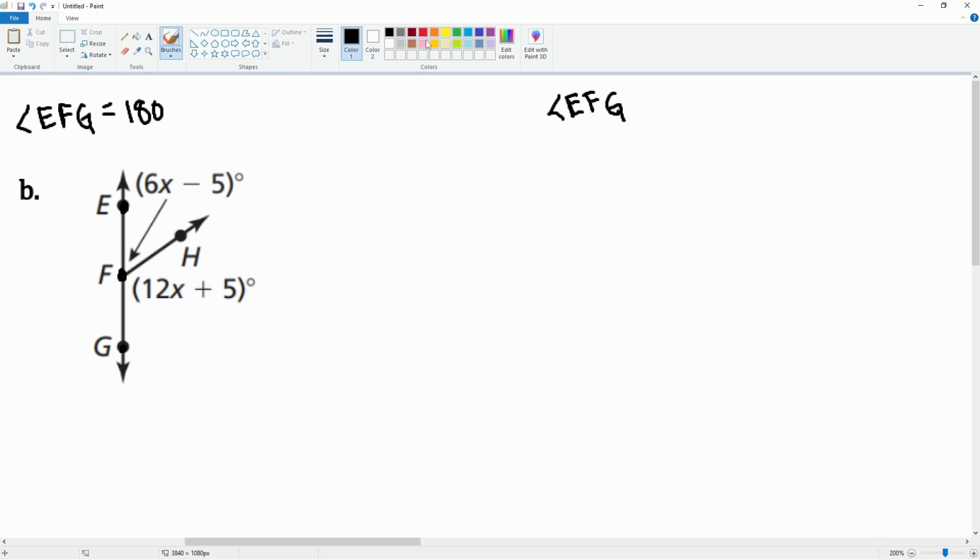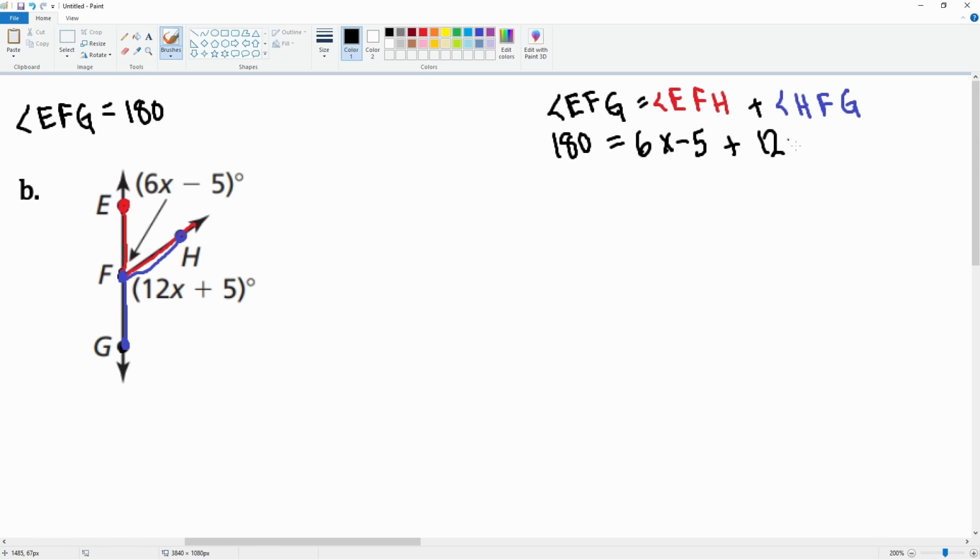Now, this angle EFG is actually made up of two other angles. I'm going to color code it for you. EFG is equal to the first angle EFH plus the other angle HFG. That's the angle addition postulate here. Let's substitute the values in. 180 is angle EFG. EFH, which is red, is 6x minus 5, plus the blue, which is HFG, 12x plus 5.